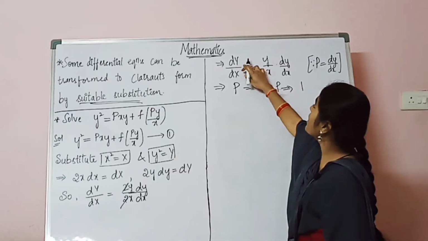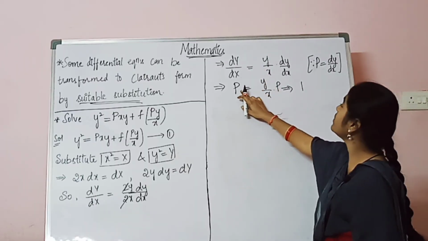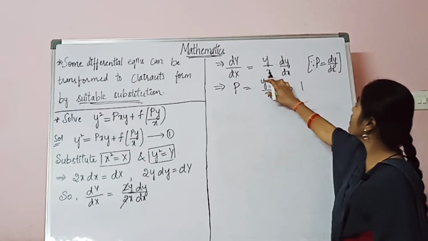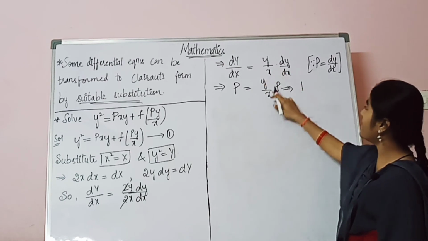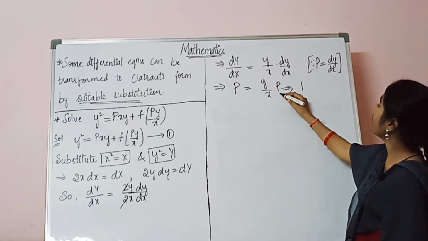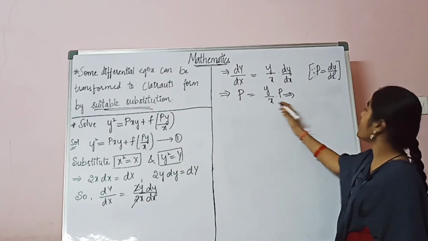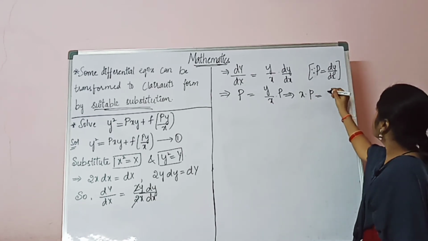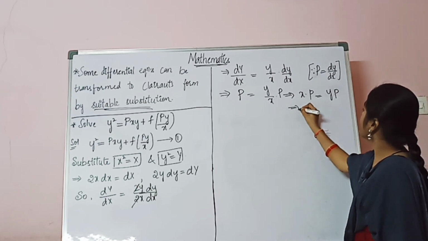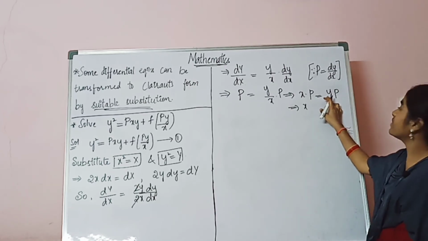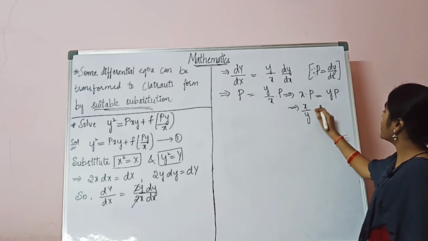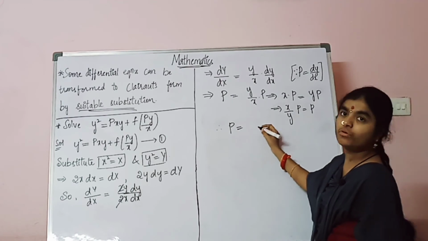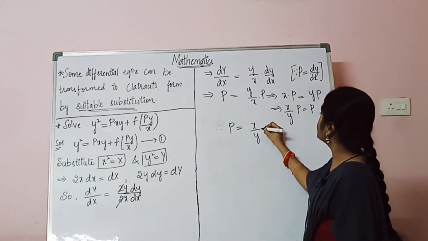So here dY by dX, we have to take here capital P. So we know that dy by dx equals small p. So here capital P equals y by x into dy by dx, that is again p. That implies now we have to take this x this side. So x into P equals yp. That implies x, now we have to take this y this side, so x by y becomes division. x by y into p equals P. Therefore P equals x by y into p.